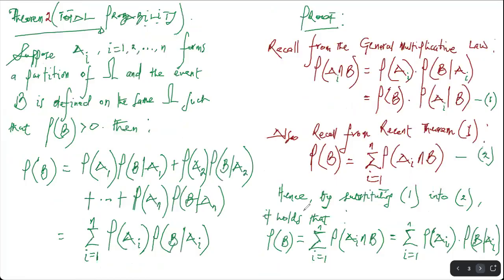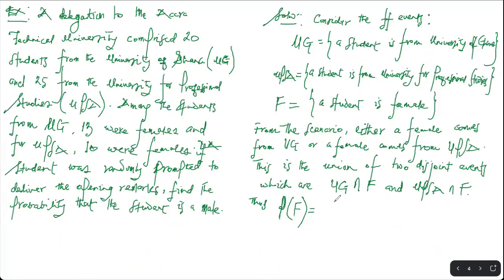So let's just go back. So probability of finding a female would be equal to the probability of UG, multiplying the probability of being a female, given that you are from UG, plus the probability of coming from UPSA, multiplying the probability that you are a female, given that you are from UPSA.